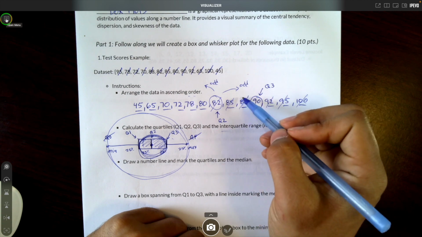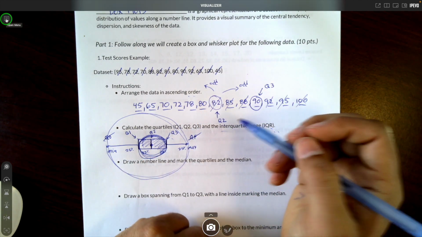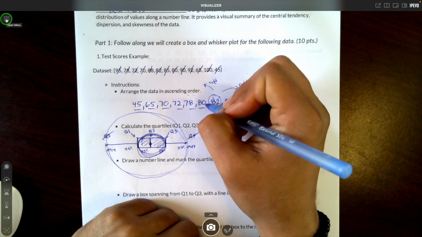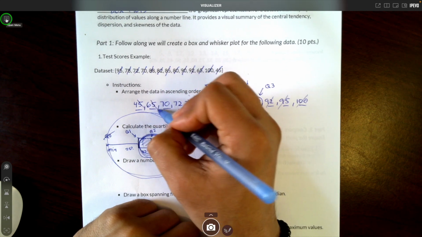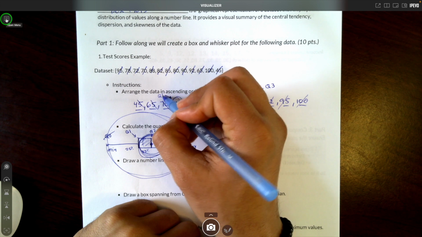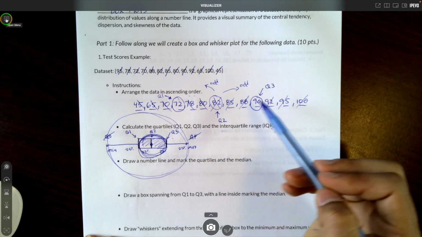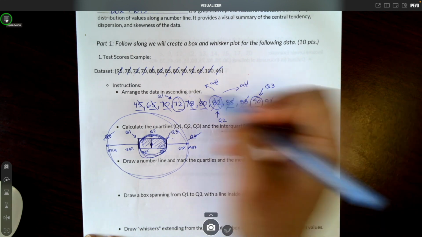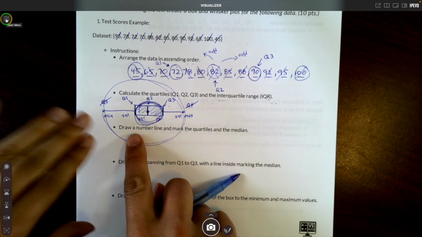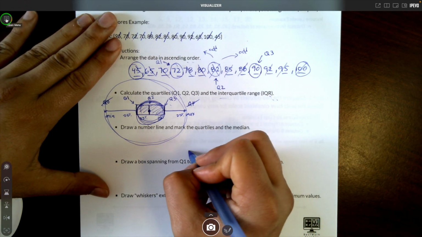And you always want to get an odd. If we would have gotten an even, then you don't include the middle number. Okay, and I'll show you that in just a second. So I'm going to do the same thing on the right. I'm going to cross out 1, 2, 3, 1, 2, 3, and 72 is Q1. Okay, so now I got my Q1, I got my Q2, I got my Q3, and technically I know my endpoints as well. So now I can go ahead and draw a number line and mark the quartiles and the median. So I'm going to draw a number line.